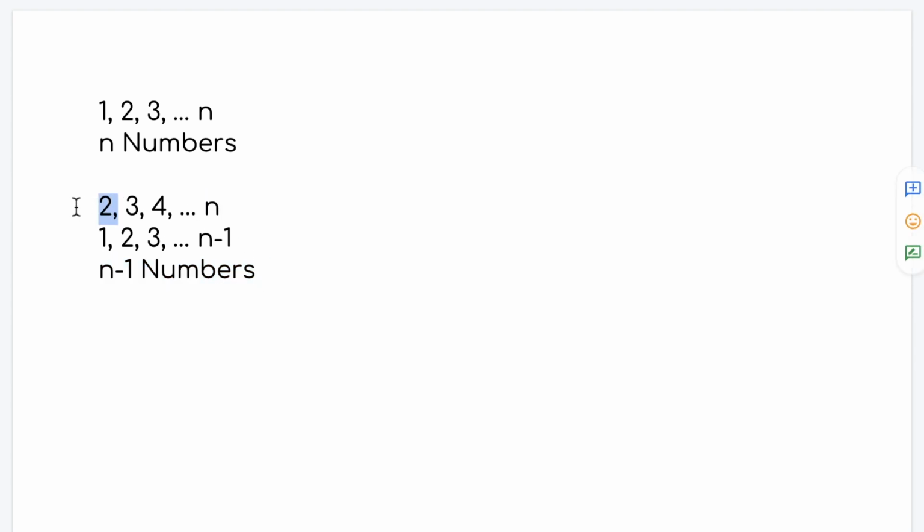Right, so now let's also make this a bit more general. Let's say it doesn't start with 2. Let's just say it starts with some number a. So it goes a, a plus 1, a plus 2, and so on all the way up to n. Then how many numbers are in this list?